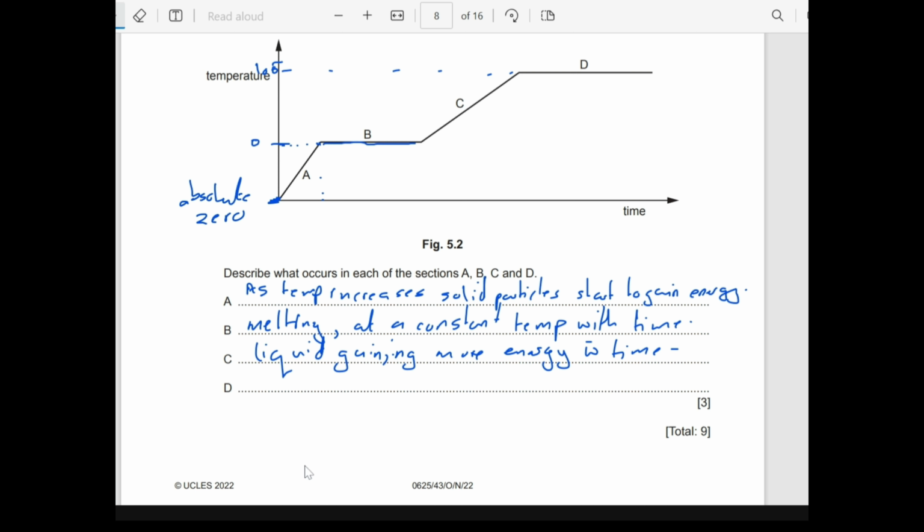Then part D, particles are converted to gas at a constant temperature. So boiling starts here. This is where there is boiling. So this is where there is conversion from liquid to gas at a constant temperature.